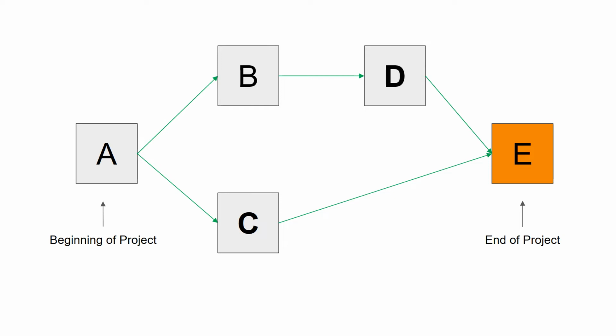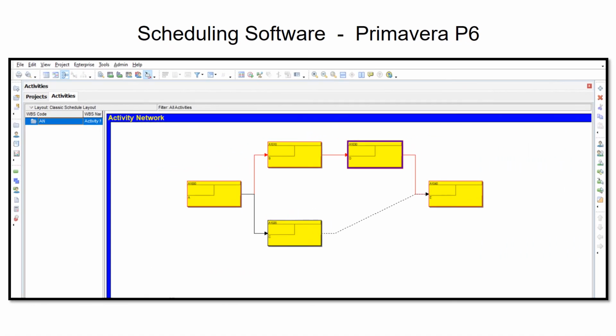Now let's get a glimpse of how this will look in scheduling software. Here we have scheduling software Primavera P6, and here are our activities. Activity A, B, C, D, and E. Now let's learn how to create this activity network in Primavera P6.